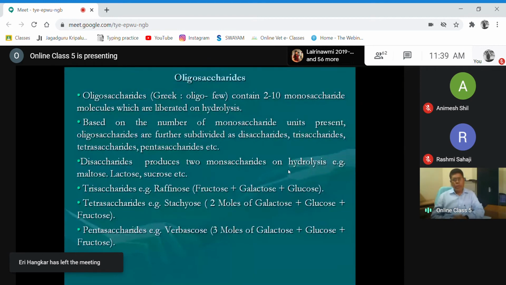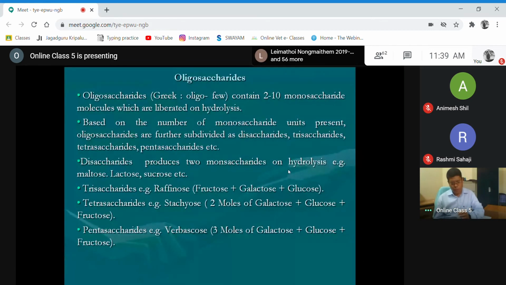Then oligosaccharides. Oligo means few, containing 2 to 10. I need to correct myself. I mentioned 2 to 9, but here it is 2 to 10. So these are the carbohydrates which contain 2 to 10 monosaccharide molecules. Since these molecules contain 2 to 10 monosaccharide units linked together by glycosidic linkage, if they are hydrolyzed, they will liberate all those monosaccharide units.